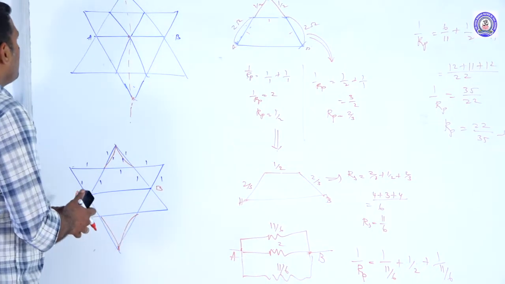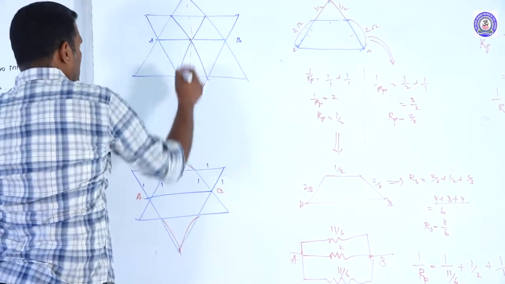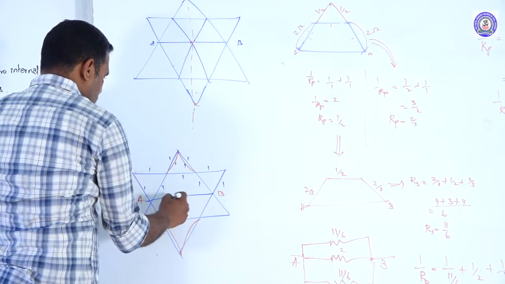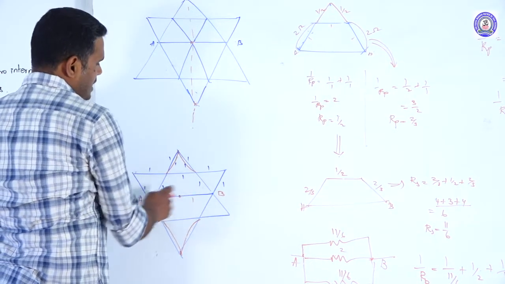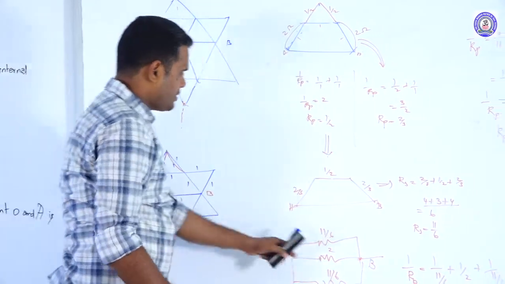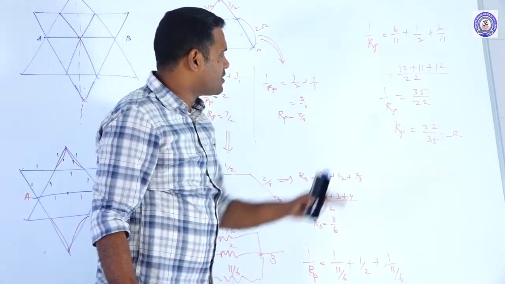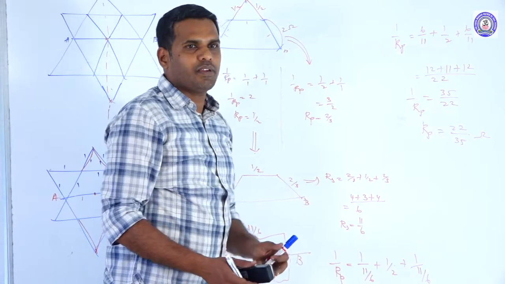And then if you look at the case, this is a potential point. So this is 1 ohm and 1 ohm. As they are in series, the effective resistance is 2 ohm. So all these three are in parallel. So the effective value of resistance comes as 22 divided by 35 ohm.